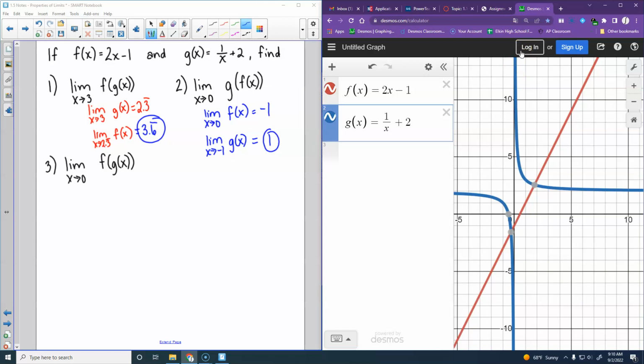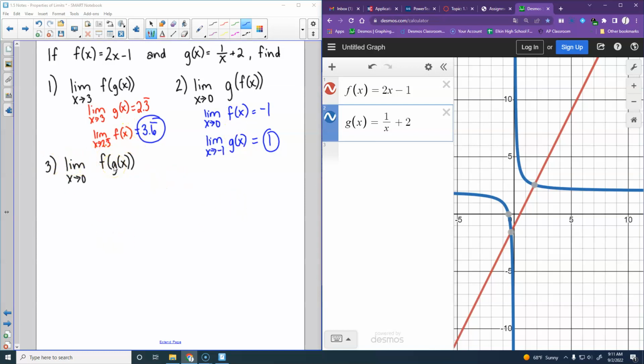But more or less, you're plugging into the inside one first. Whatever you get here becomes the value you're approaching for your g of x, which means you're going to be plugging that one into g of x. These are ones that can be done with direct substitution, just meaning you're just plugging in that value. There will be some more that are a little more complicated we'll look at next.